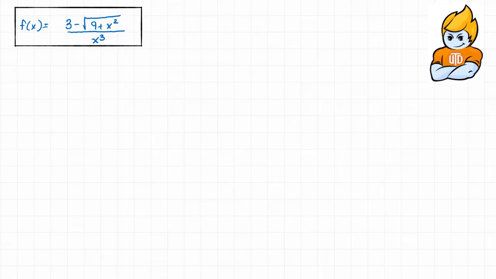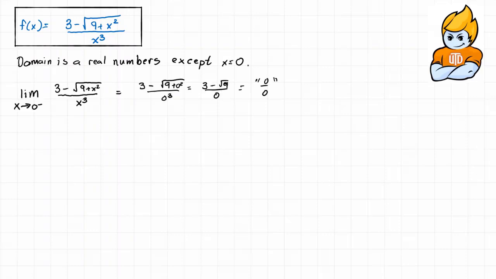Consider the following function, which is defined everywhere except at x equals 0. When x is 0, the denominator is 0, so we could have a vertical asymptote. Let's compute the two one-sided limits as x approaches 0. Evaluating directly, we get the indeterminate form 0 divided by 0.